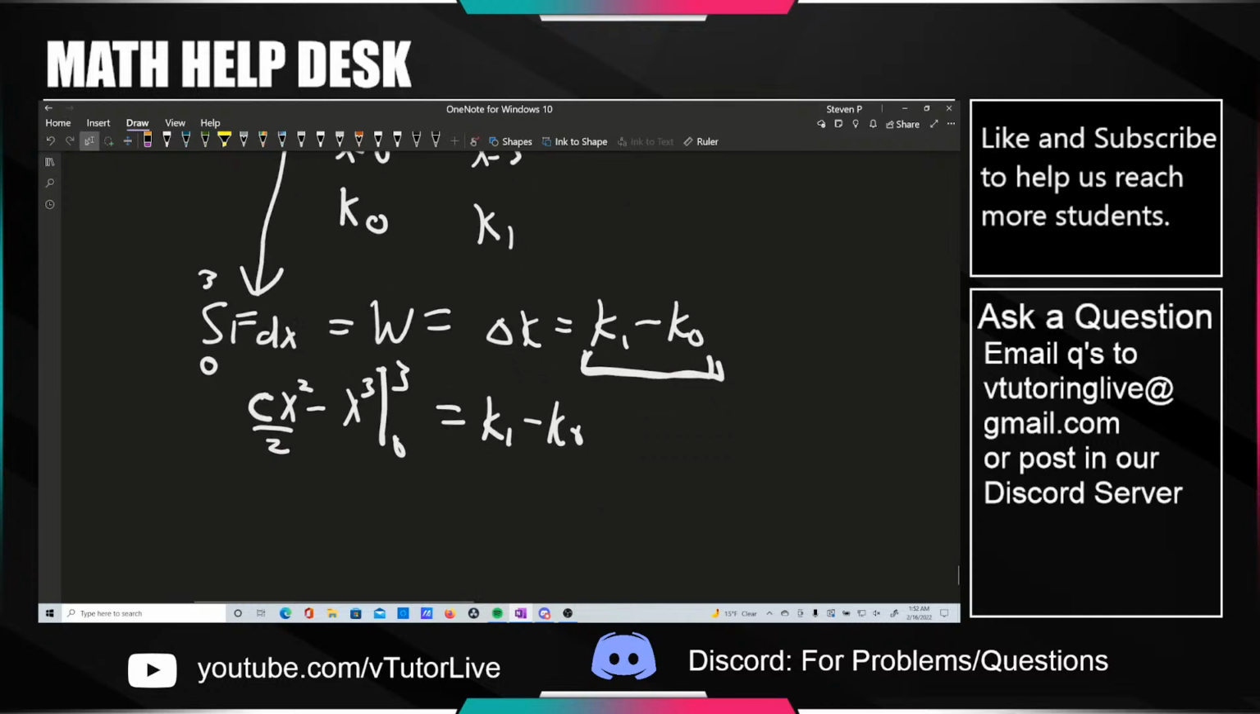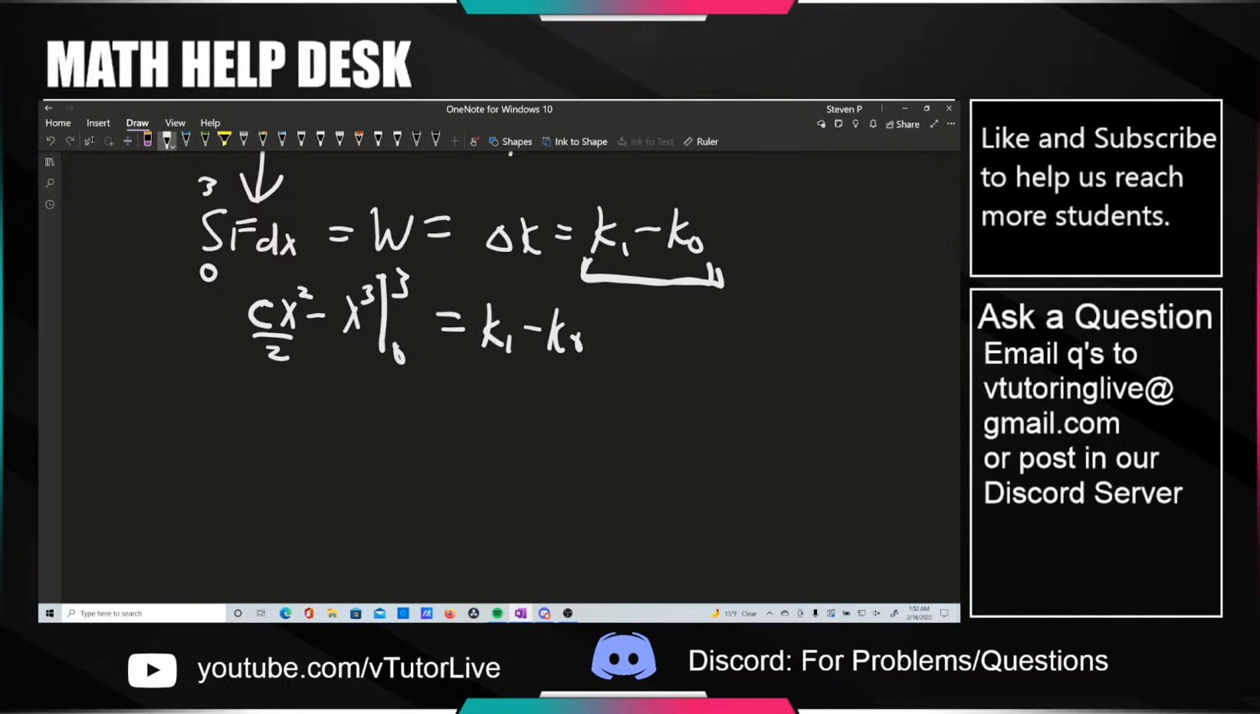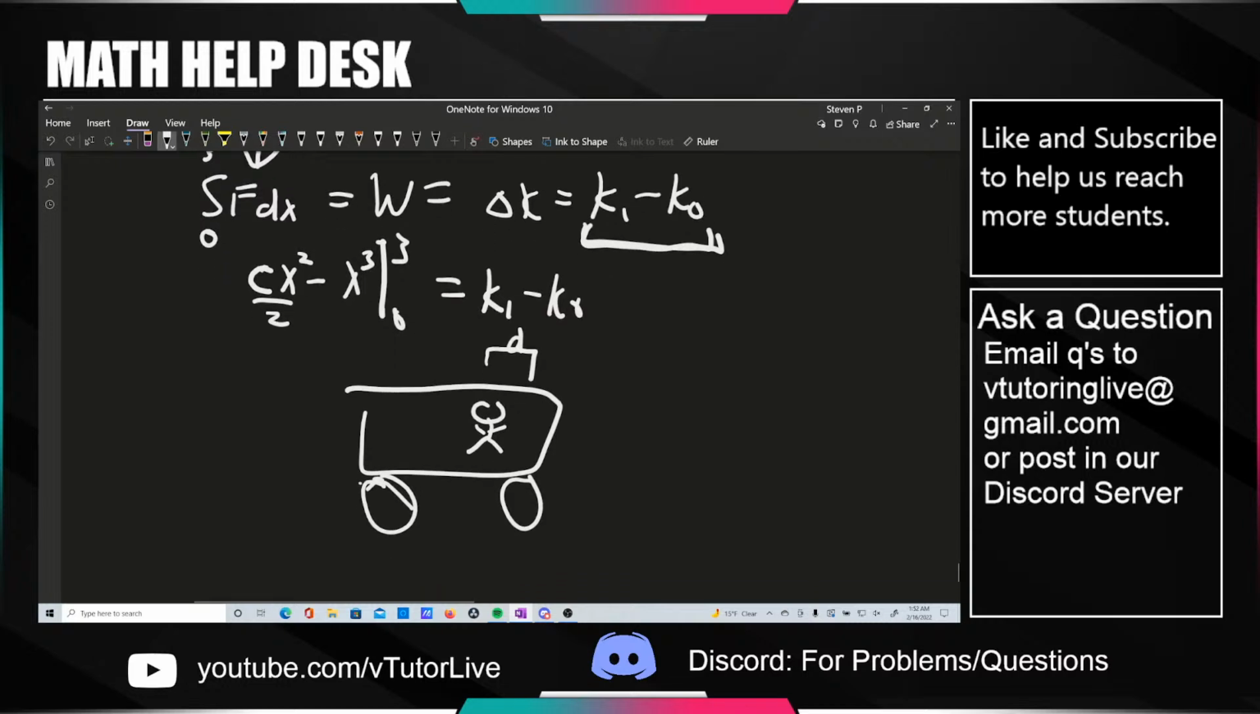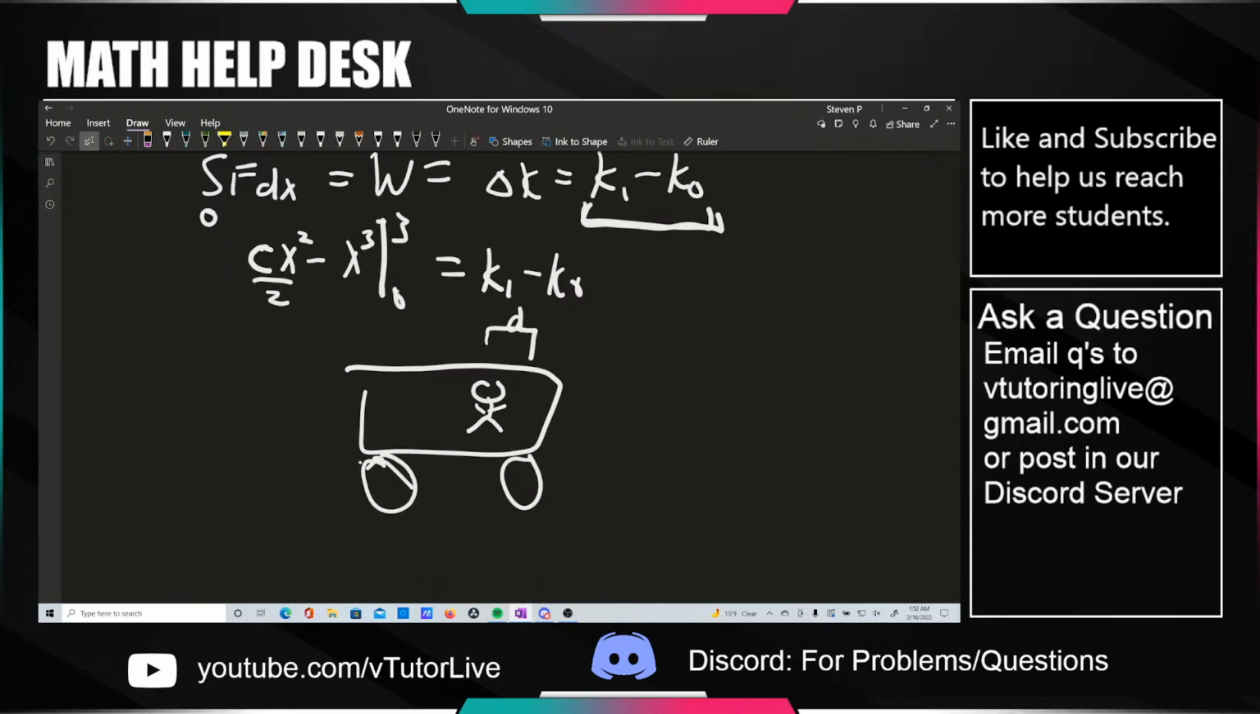All right, so the next problem is talking about a car crash. This is not a very nice car, why did I draw legs for wheels? Okay, so it's basically saying that the car has a crumple zone of some distance d. So the human gets displaced by that similar distance d, right? And they say it's half a meter.